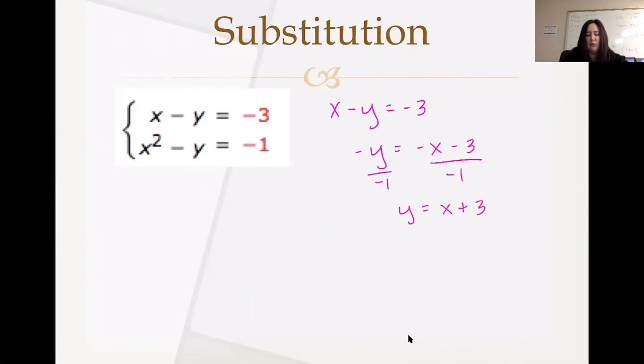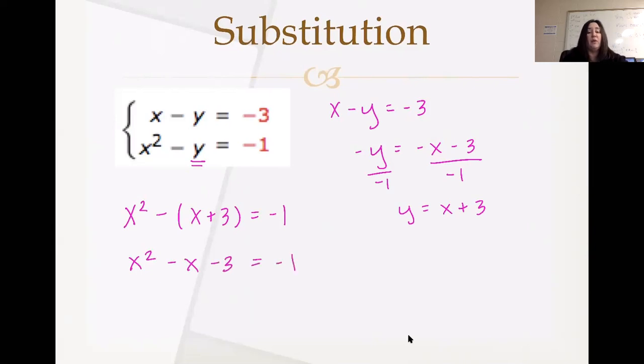Now I'm going to replace my y in the second equation with what I have here. So I would have x squared. This is where you have to be careful because when you're replacing y with x plus 3, you're going to need a parenthesis here so that you make sure that you distribute that negative through. So then I would have x squared minus x minus 3 equals -1.